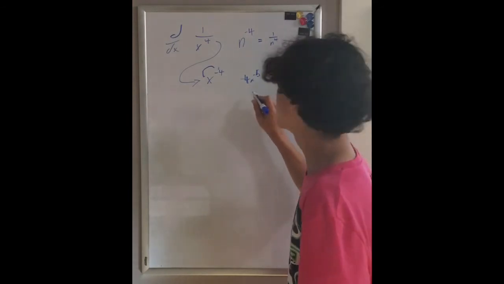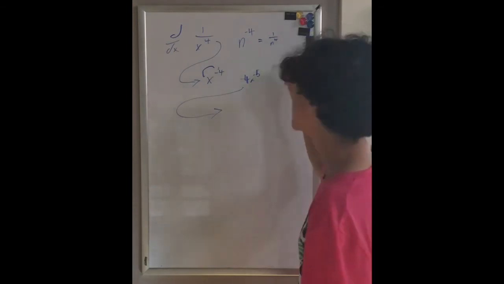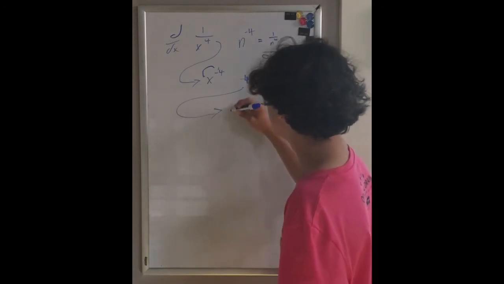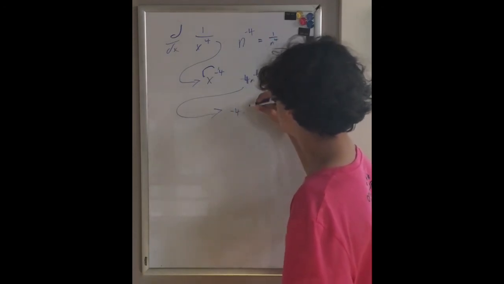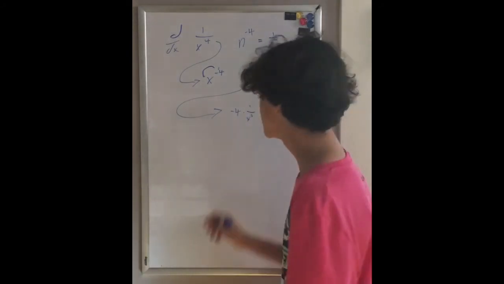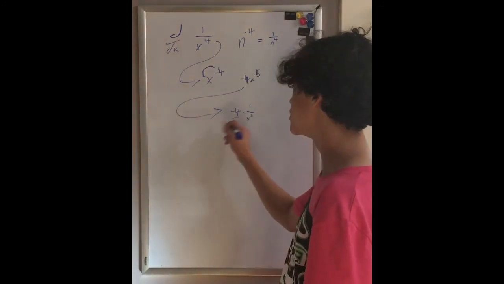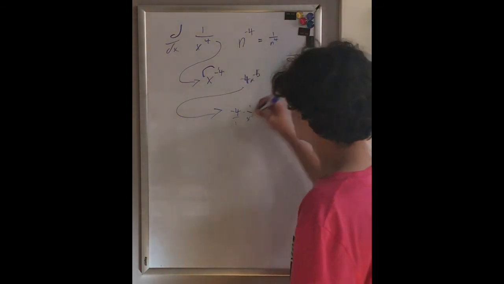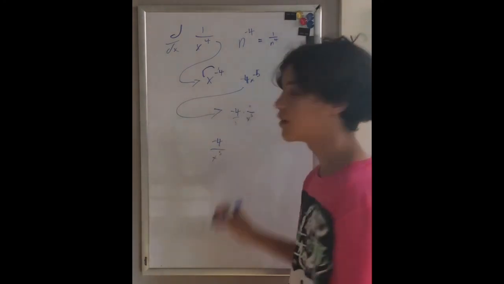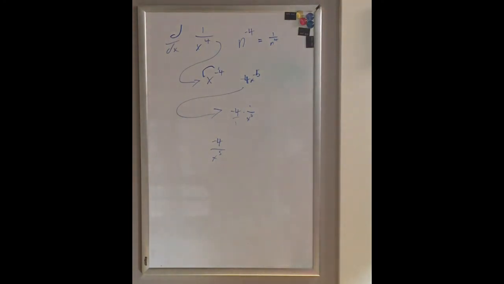But that's not even fully simplified. We can simplify this further by doing this. Exponent rules again. We're going to get -4 times 1 over x to the power of 5. That -4 is really just a -4 over 1, which means we can multiply these two fractions together to get -4 over x to the power of 5. Boom. Kind of cool.